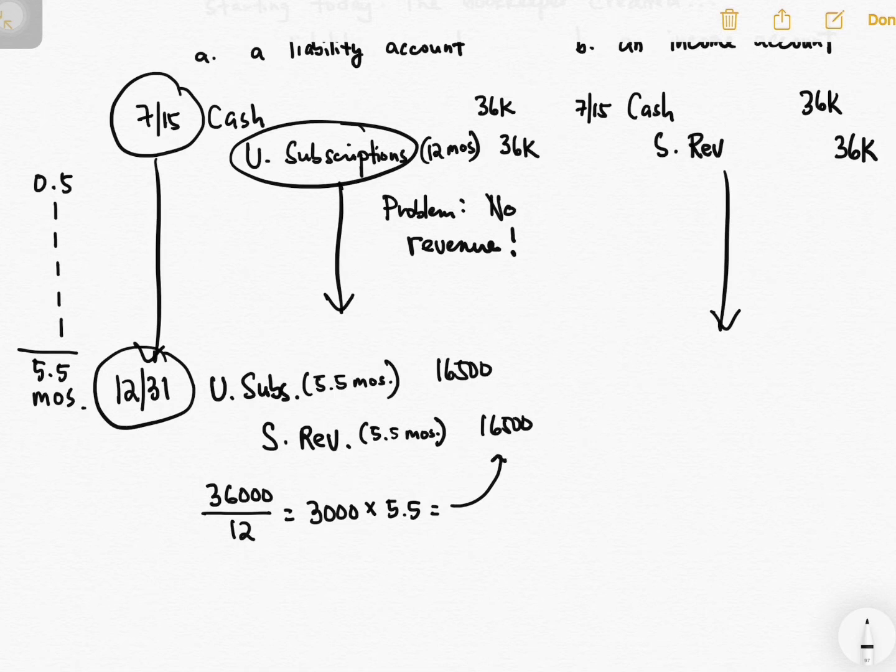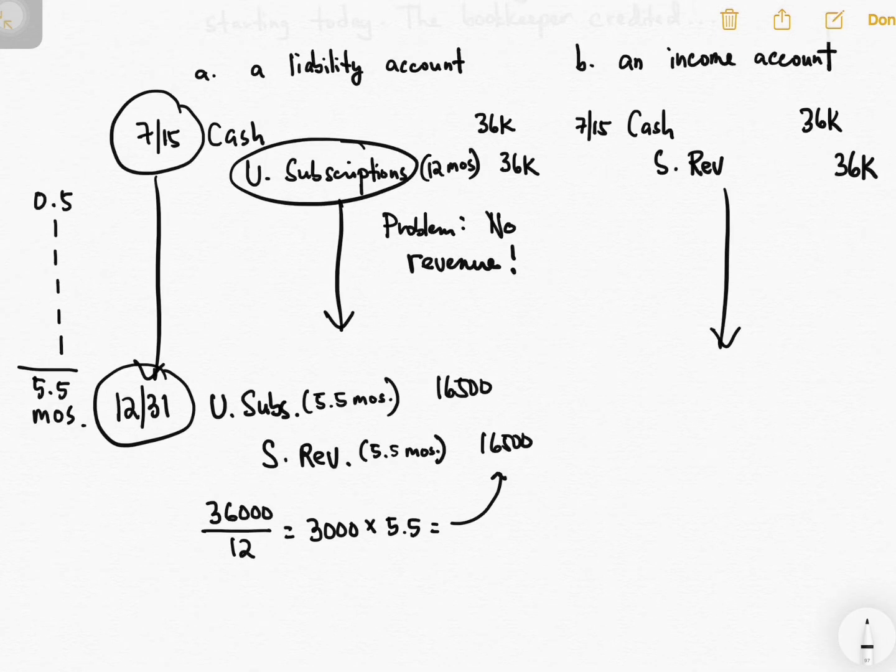So, yeah, the answer here is placed here. Now, how about the income method? The one on the right. What's the problem here? The problem here is that you have too much revenue for this year. Why? Because the revenue you credited in the initial entry is already 12 months. But if you refer to our timeline, this year, you only rendered service for 5.5 months. But you recorded 12. So you have too much revenue, right?